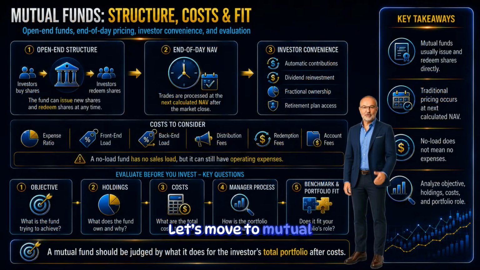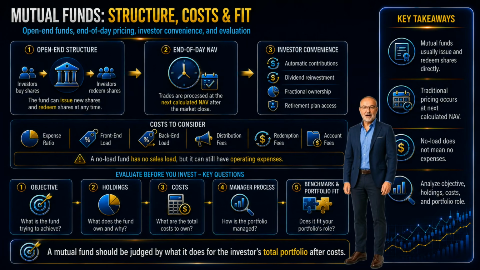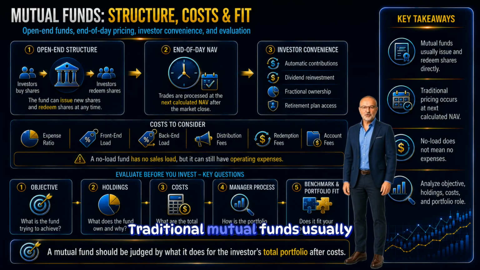Let's move to mutual funds. A mutual fund pools money from many investors and invests in a portfolio of stocks, bonds, money market instruments, or other assets. In common usage, when we say mutual fund, we often mean an open-end fund. This means the fund can issue new shares when investors buy and redeem shares when investors sell back to the fund. Traditional mutual funds usually trade at the next calculated NAV after the market closes. This is different from an exchange-traded product that moves throughout the trading day.